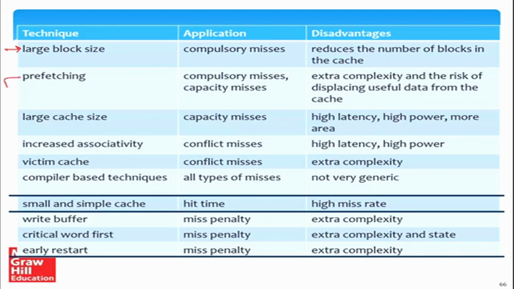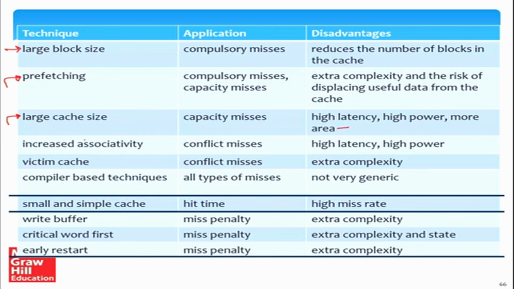Prefetching, both software as well as hardware, is a generic technique, very useful. It can be used to reduce actually all kinds of misses, but primarily capacity and compulsory misses. It involves a little bit of extra complexity, and it carries the risk of displacing useful data. But nevertheless, prefetching done wisely has its benefits. We can increase the cache size. This will reduce capacity misses. But the larger the cache, the higher its latency, power, and area. So those are the negative points.